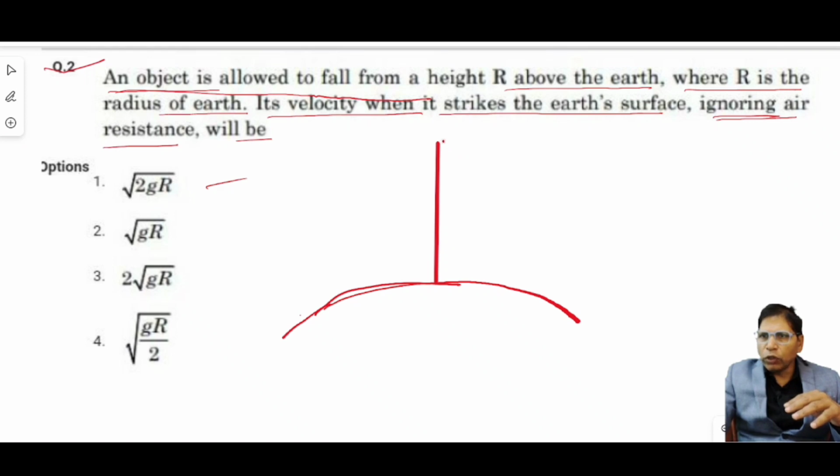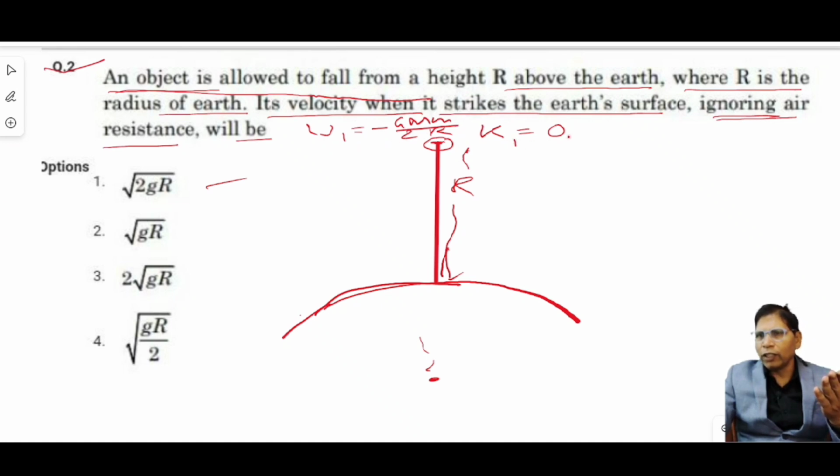Look at this. Suppose this is the earth. This is the height r. A body falls from this height. So here kinetic energy at this point will be 0. Potential energy at this point, suppose this is U1, is minus G capital M small m by the distance of this point from the center of the earth. Now radius is r and height is r, so this is 2r. So at the top point potential energy is minus GMm by 2r and kinetic energy K1 equals 0.